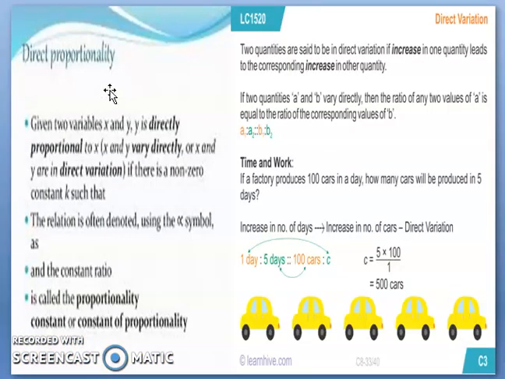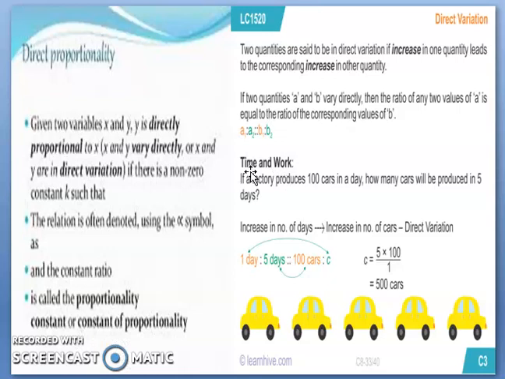Now, direct proportionality: given two variables x and y, y is directly proportional to x. So, x and y vary directly, or x and y are in direct proportion, if there is a non-zero constant k such that the relation y equals kx holds. It is often denoted using the alpha symbol, which is the variation sign. And the constant ratio is called the constant of proportionality.